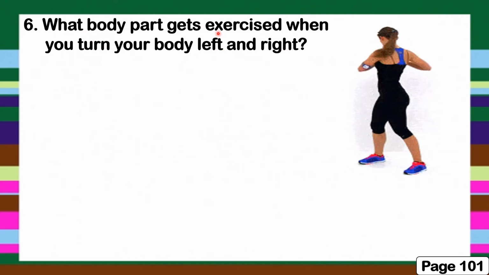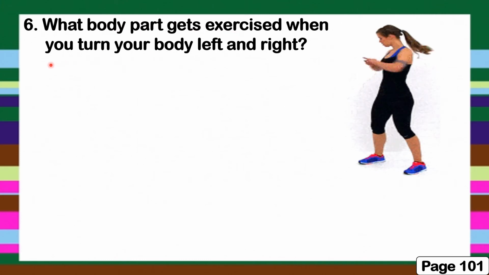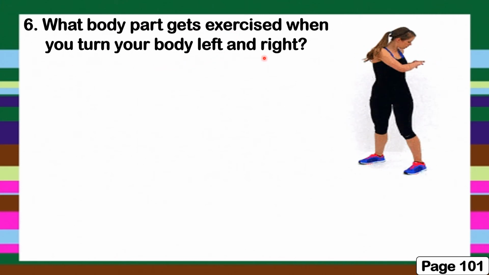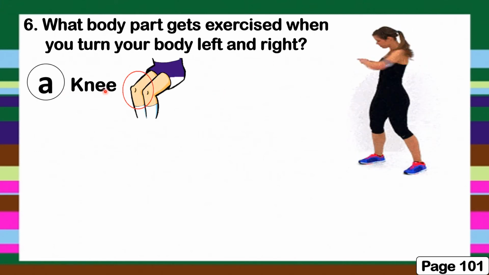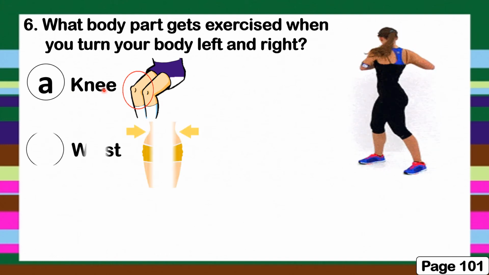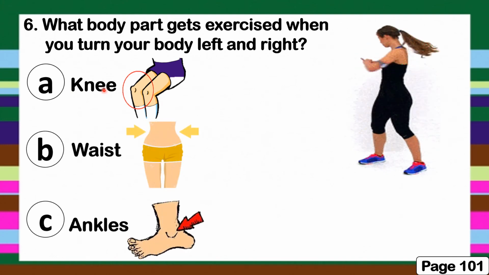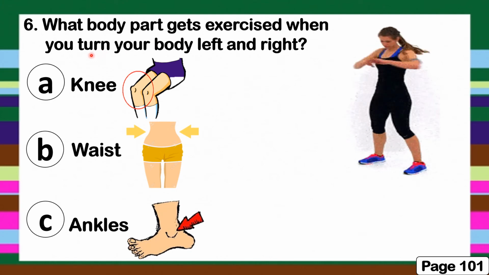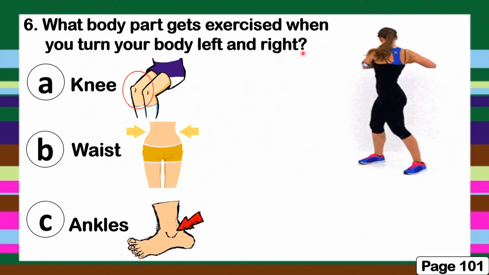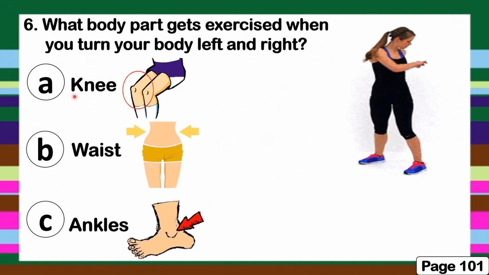What part of the body gets exercised when you turn your body left and right? Letter A, knees. Letter B, waist. Or letter C, ankles. So what body part gets exercised when you turn your body from left to right, just like what the girl is doing? Letter A, knee. Letter B, waist. Or letter C, ankles.